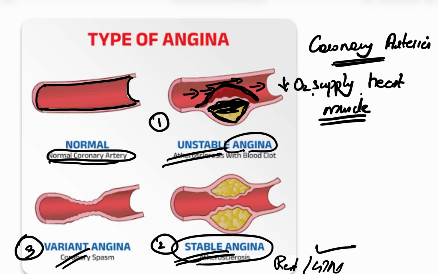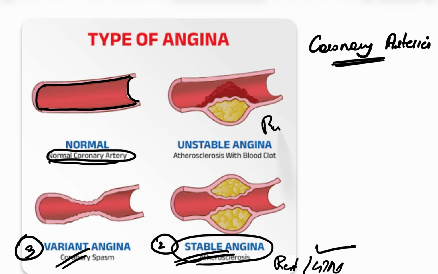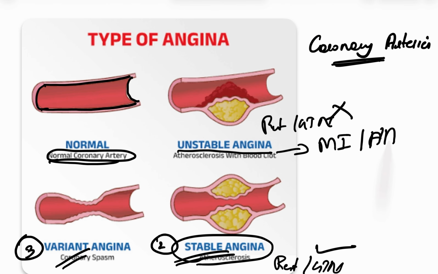Then we studied about unstable angina. Unstable angina is a type of angina occurring for a patient even if the patient is at rest. That type of angina will not be relieved by rest and GTN. Rest and GTN are not helping the patient with unstable angina, and it can lead to myocardial infarction, or heart attack.